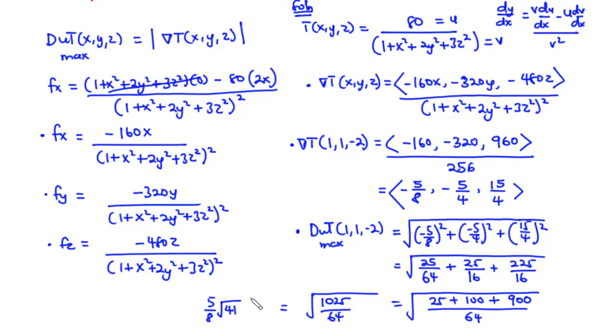Notice that temperature is measured in degrees Celsius, and we have x, y, z measured in meters. Therefore, we have the maximum rate of increase to be equal to 5 over 8 times the square root of 41.